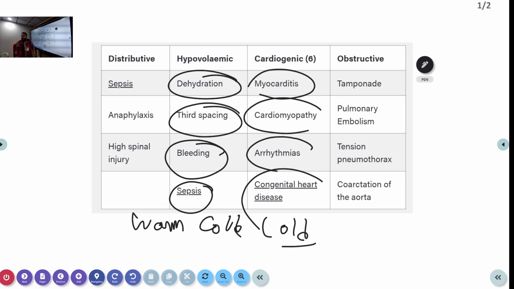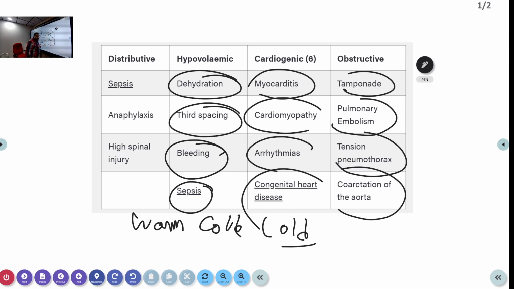Now, coming to obstructive shock, which we discussed for the adult patient, the common causes are cardiac tamponade, pulmonary embolism, tension pneumothorax and coarctation of aorta. Coarctation of aorta is one of the congenital anomalies of the aorta, where you can have an outflow obstruction, and this will happen in neonates. So, if a 1 day or 2 day old baby comes to you and you suspect coarctation of aorta, they can come with obstructive shock.